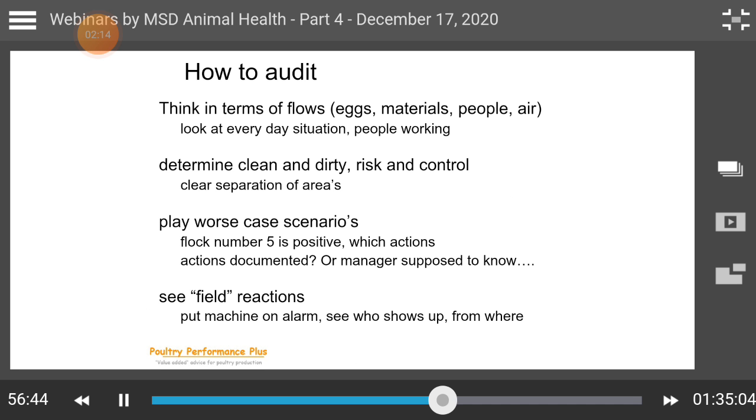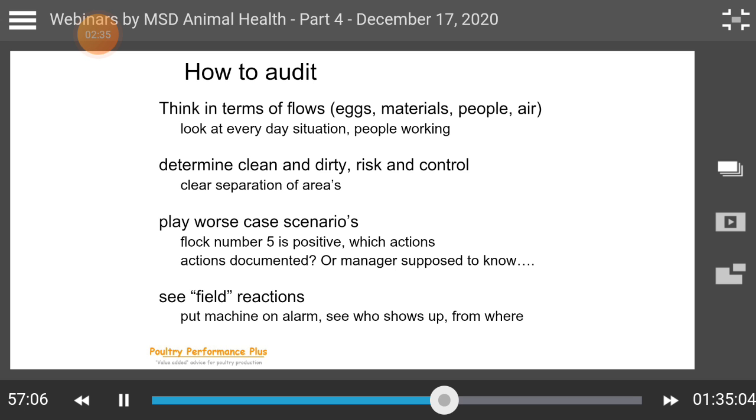So play worst case scenarios. What happens if incubator number 5 is positive? What should we do? We ask the manager, but he's on holiday on the Canary Islands. Oh, bad luck, he's back in 3 weeks. So there must be standard operating procedures so that people know what to do.